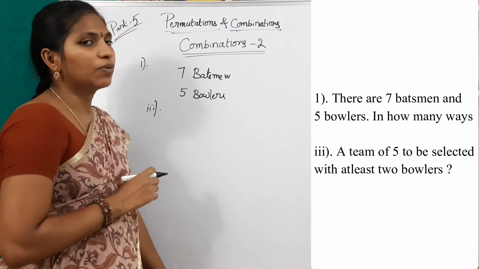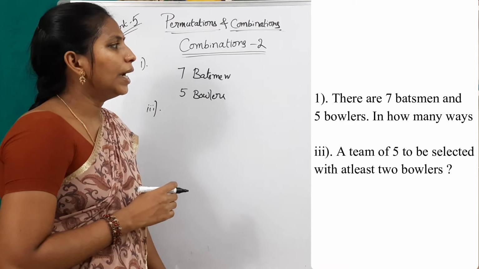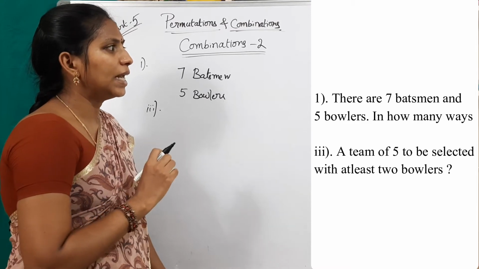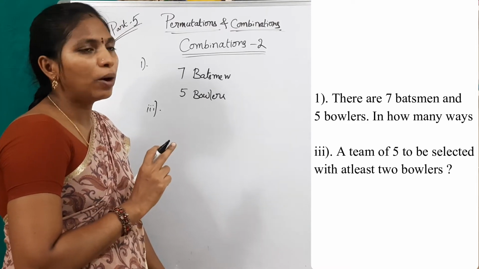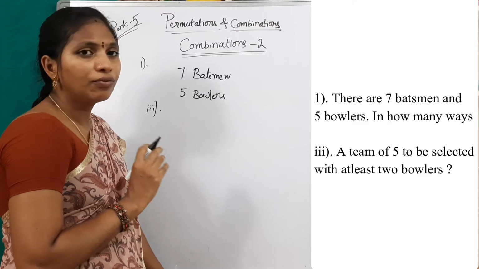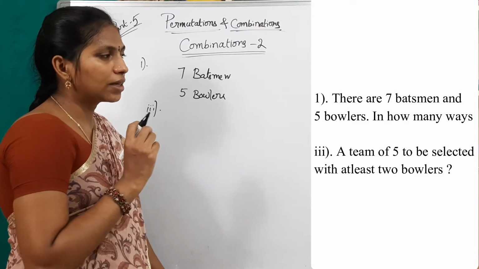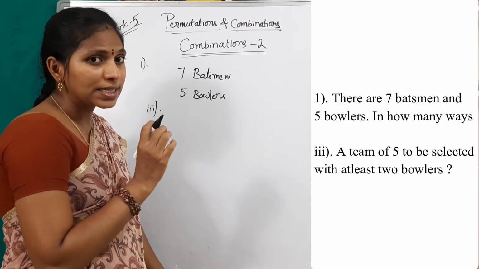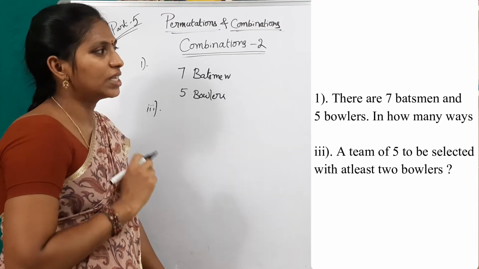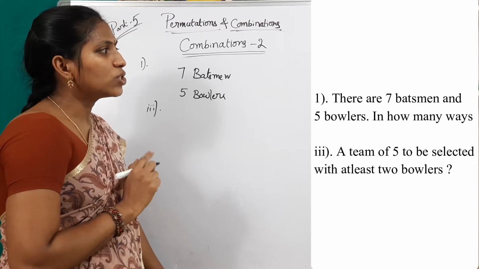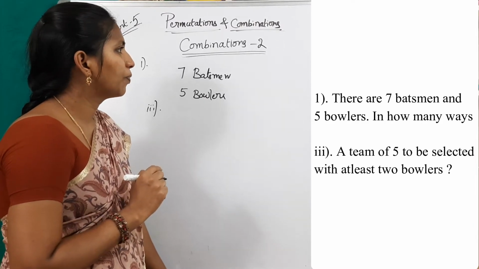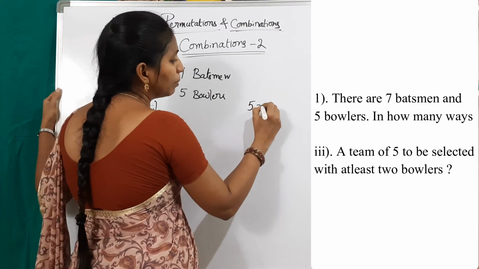Now see the third sub question, very important. A team of 5 to be selected with at least 2 bowlers. Here what is the word? At least, and at most. These are very important. At least 2 bowlers. We should select a total of 5 members.